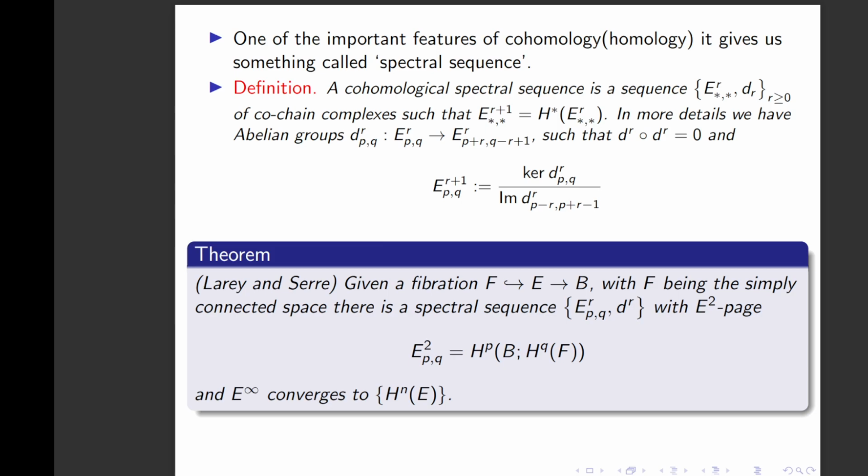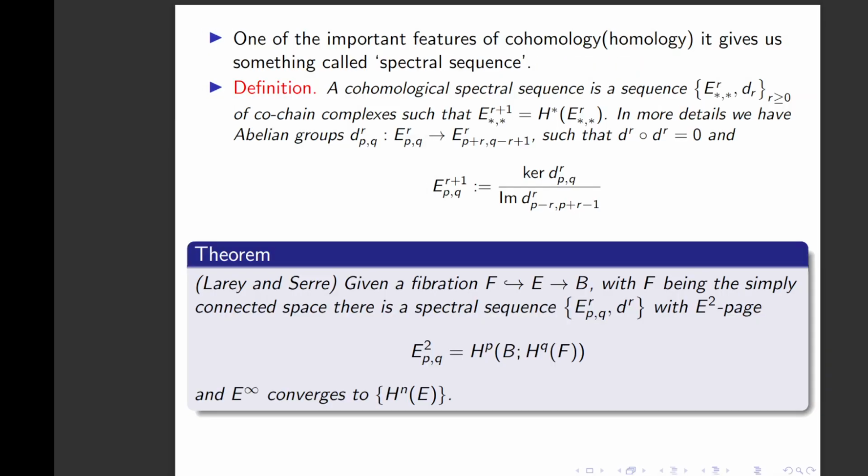Okay, so whenever we are given a fibration or fiber space, whatever we want to say, F included in E to B with F being simply connected, then there is a spectral sequence whose E2 page looks like this. That is basically cohomology, but the coefficients are coming from the cohomology of F.